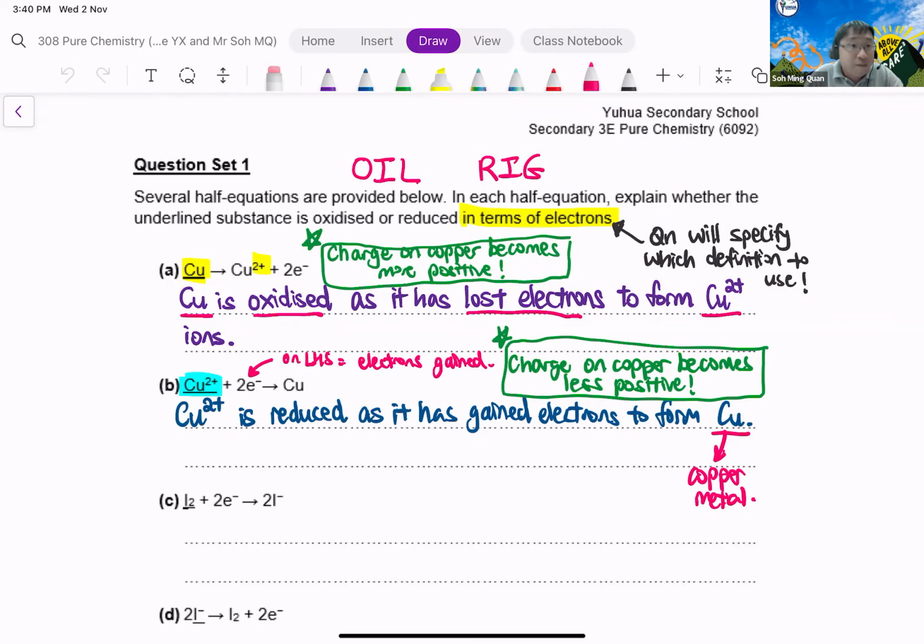On the other hand, Cu is oxidized. How do I know that? I look at the charge. Cu at first has no charge. The metal has no charge, but at the end it is Cu2+. So it became more positive. If you become more positive, you must have lost electrons. Okay?